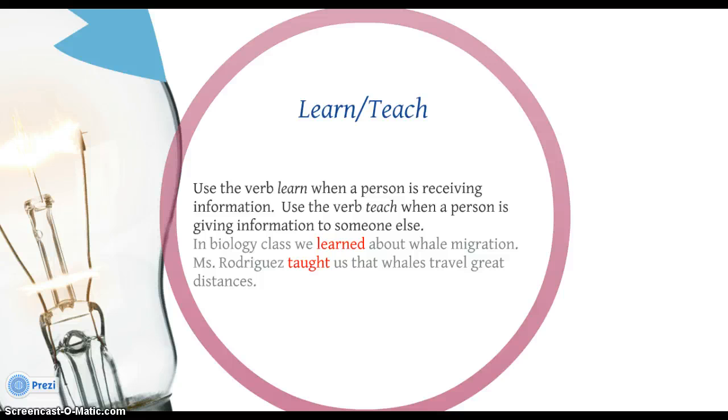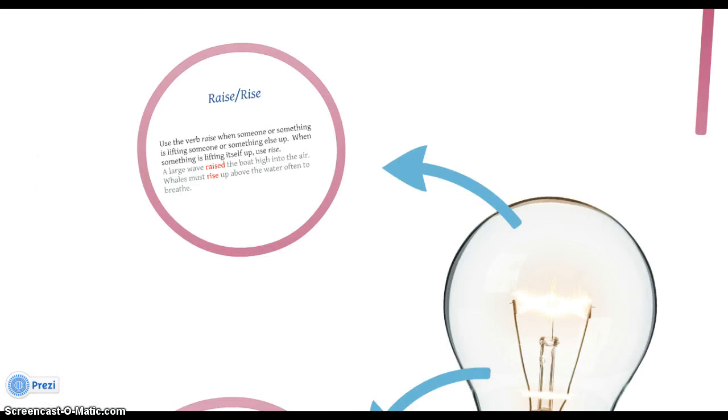Two other commonly misused verbs are learn and teach. You use the verb learn when someone is receiving information. You use the verb teach when someone is giving information to other people. For example, in biology class, we learned about whale migration. That information was being received. Look at the other example. Ms. Rodriguez taught us that whales travel great distances. Ms. Rodriguez was giving information to someone else. That's why we use the verb teach in that sentence.